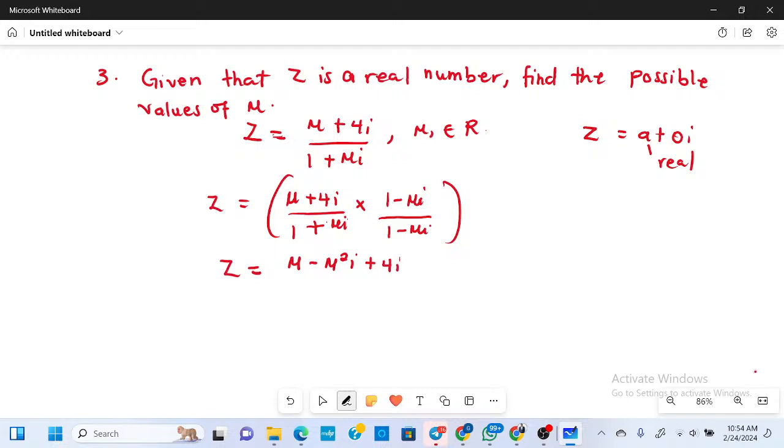4i by negative mu i. So let's take this part carefully. i by i will give us negative 1, and that will multiply the negative 1 here to make it positive. So I'll get plus 4 mu, all over the expression 1 by 1, which is 1, 1 by negative mu i, which is negative mu i, mu i by 1 is positive mu i, then mu i by negative mu i, i by i will give us negative 1, and it will multiply this negative to be positive. So we'll be getting plus mu squared.